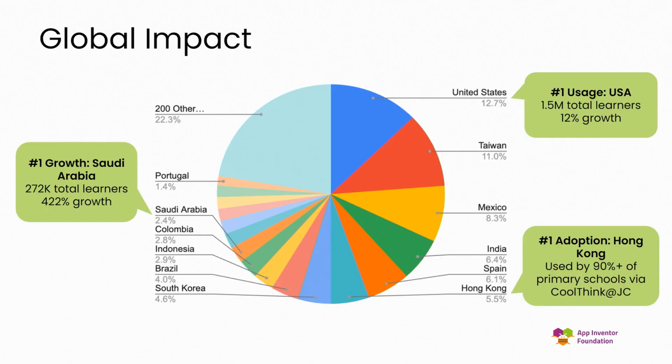So our impact is very global. The US is our #1 user base, but in terms of adoption, Hong Kong is #1. We're used by over 90% of schools in Hong Kong via the Cool Think at Jockey Club program, and it's gotten support from the Education Bureau, so I think it'll be rolled out to all of the schools. Professor Kwong can correct me if I'm wrong. And in the past year, Saudi Arabia has been our #1 growing country. They quadrupled in users in the last year, and they're now #11 in all of our countries and regions.